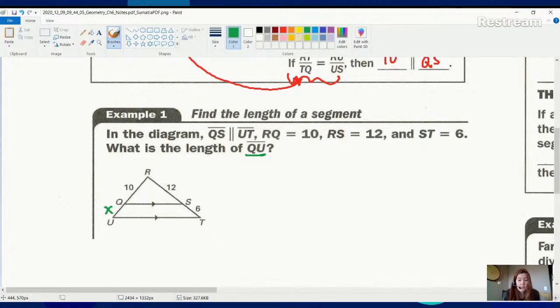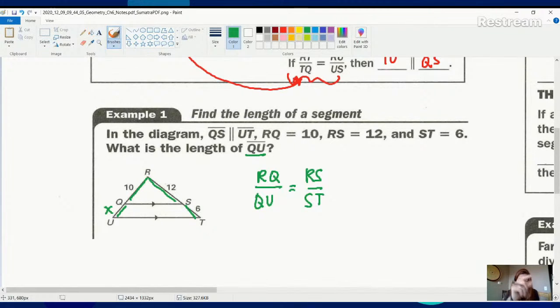We just learned this theorem, so it's a straight application of the theorem. We know if these two lines are parallel to each other, then the two lines that it divides out to are proportional. So R to Q over Q to U has to equal R to S over S to T. R to Q is here, over Q to U here, has to equal R to S over here over S to T.